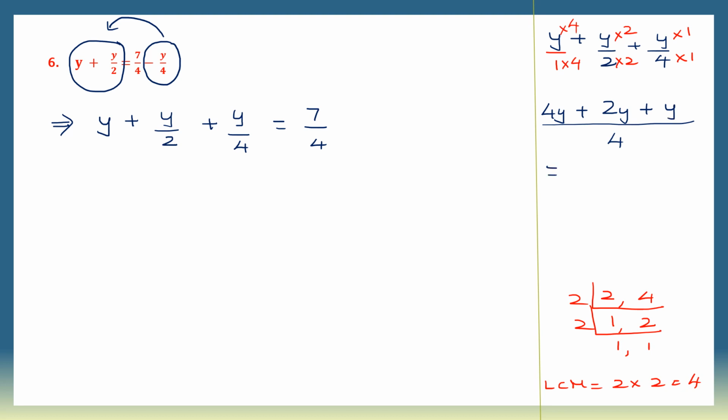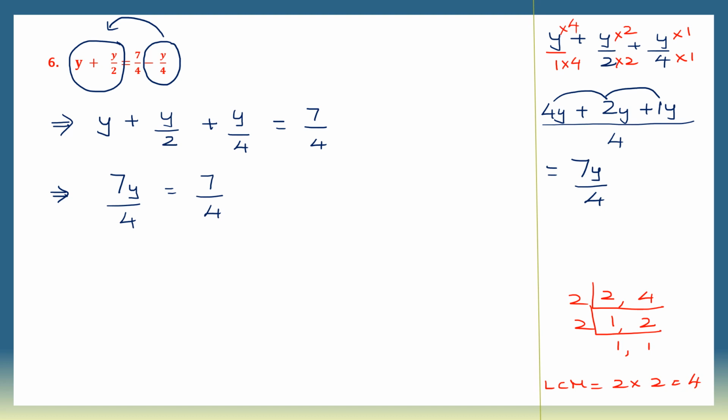Now let's add this up. 4 plus 2 is 6. 6 plus 1, because this is 1y. 6 plus 1 is 7. So 7y by 4. So now let's use that here. So let's write 7y by 4 equals 7 by 4.